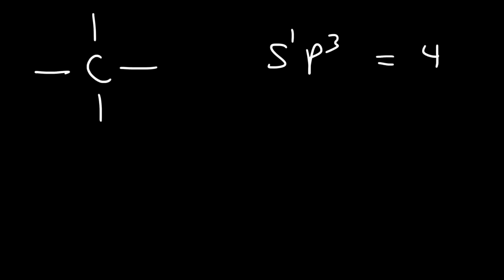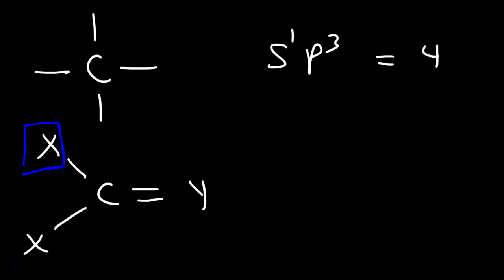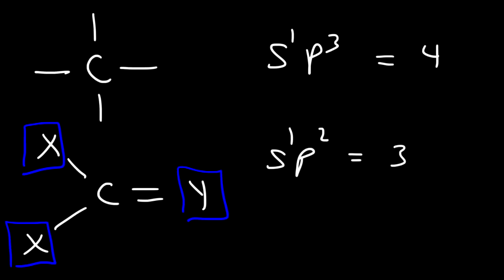Now, sometimes you need a simple way to quickly determine the hybridization of carbon. So anytime you see carbon attached to 4 atoms, the hybridization is going to be sp3. If you add up the exponents, 1 plus 3 is 4. Now let's say if you see carbon attached to 3 atoms. Let's say this is X, X, Y, or something. What do you think the hybridization of carbon is going to be? It's going to be sp2. If you add up the exponents, 1 plus 2 is 3.